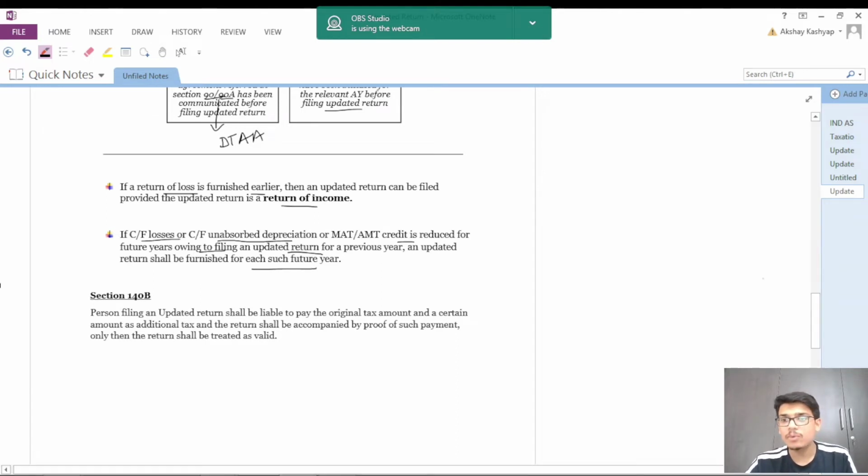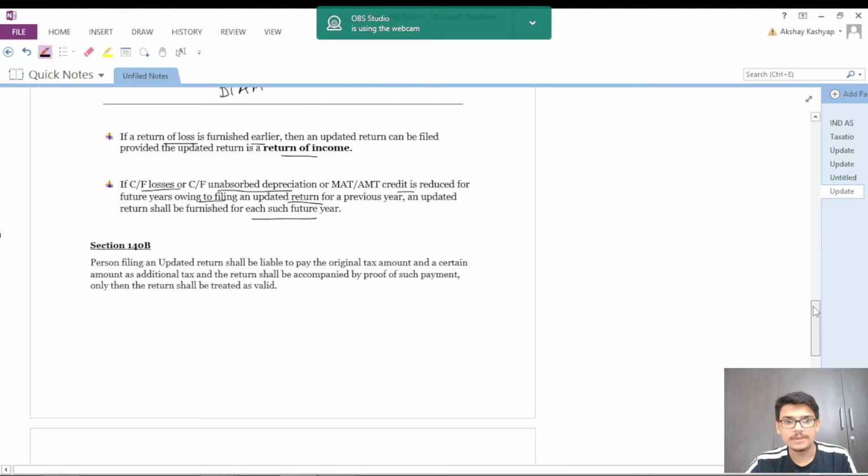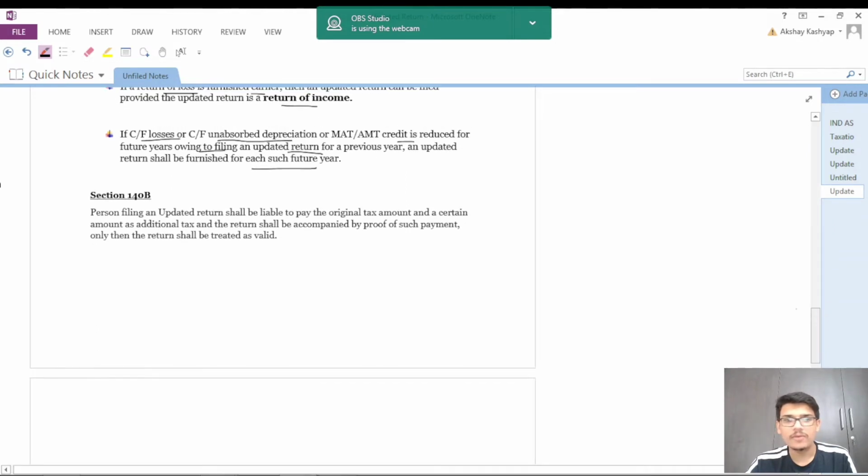So this is putting up additional compliance on the assessee if you're filing an updated return. So let's look at now the provisions of section 140B providing the payment of tax. First we'll look at the normal tax that is to be payable, and then we'll look at some additional income tax that is to be paid.